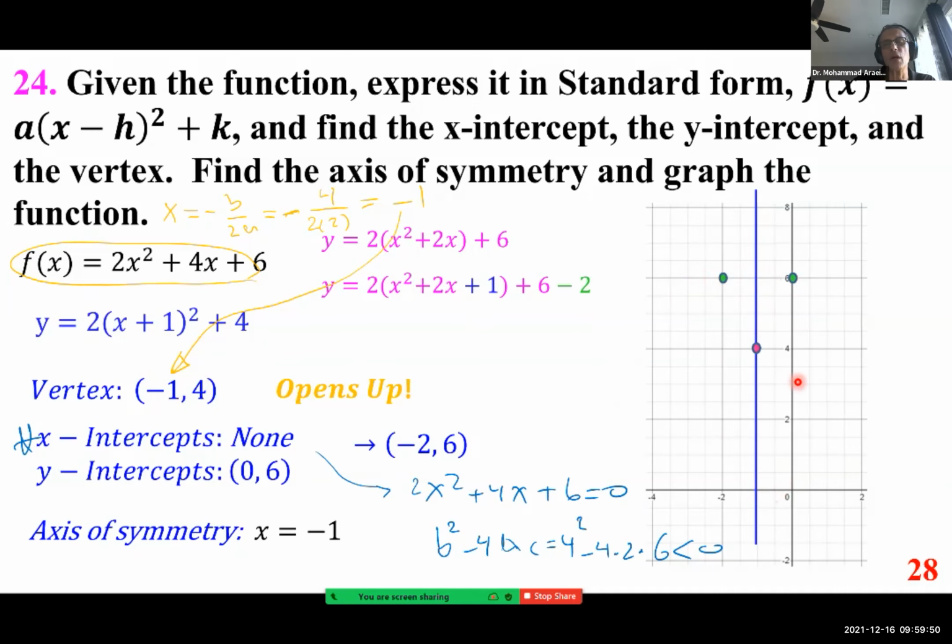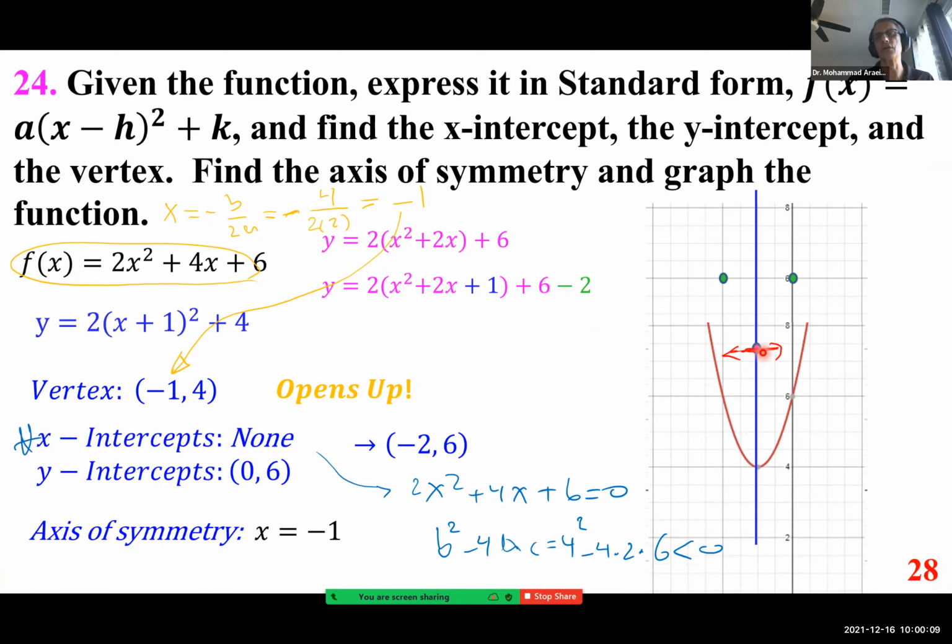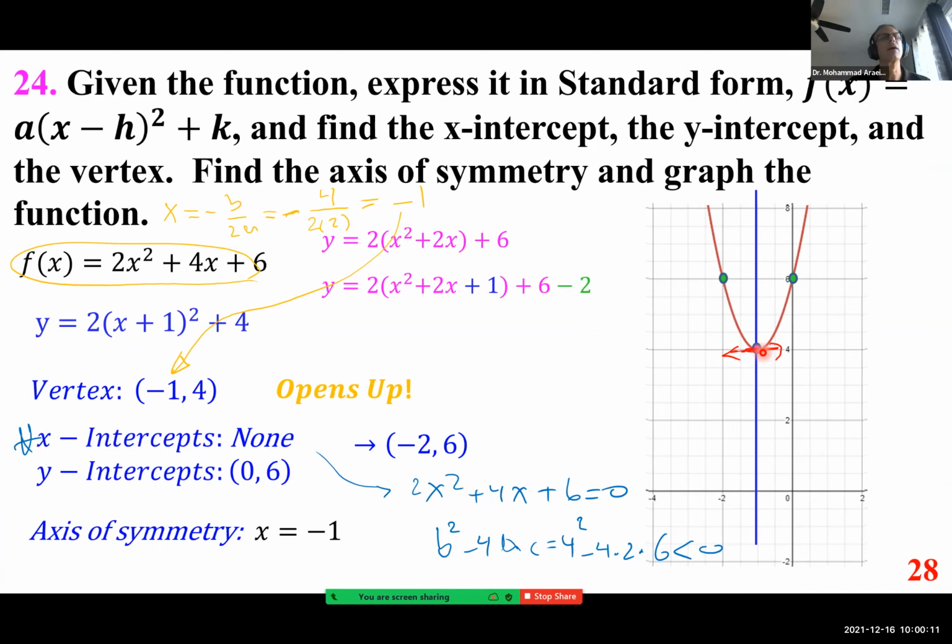And we know it opens up. If this is good enough, so be it. If not, you can always pick up more points. So that's the graph. Remember, this is the vertex. By the way, as far as the vertex in calculus, for example, normally we draw it like this, which means it cannot cross that. The graph cannot cross that. So that's the graph in this case.